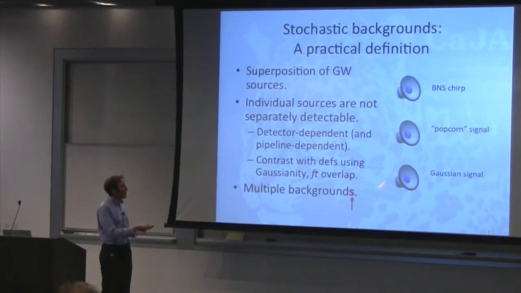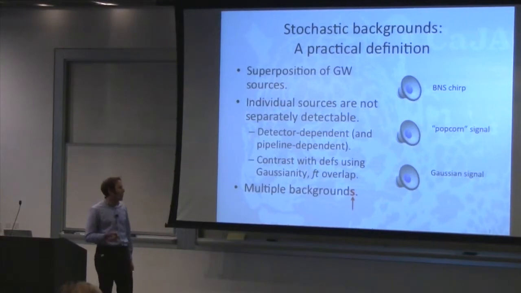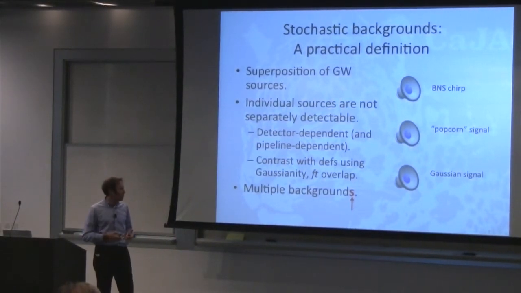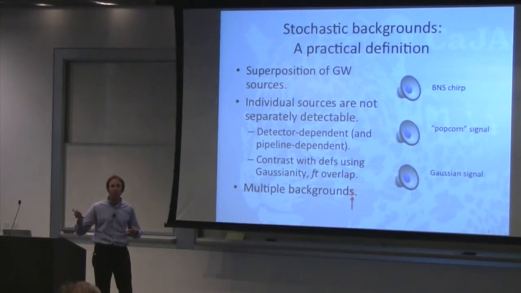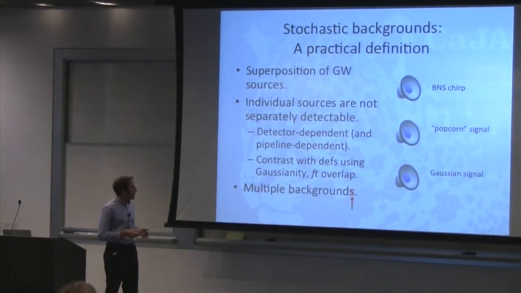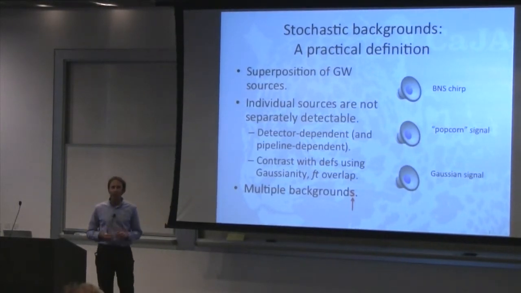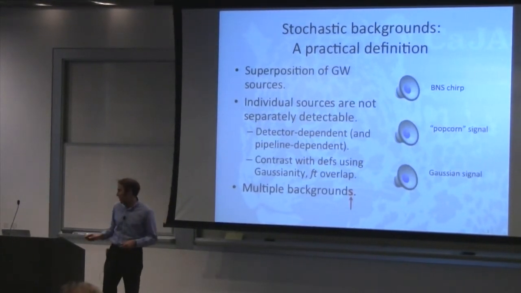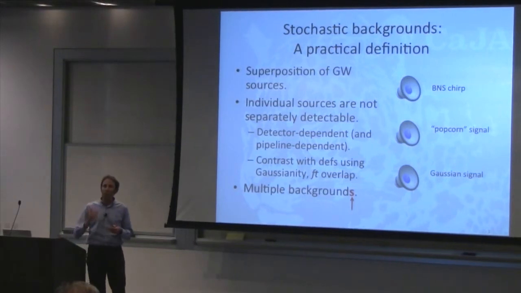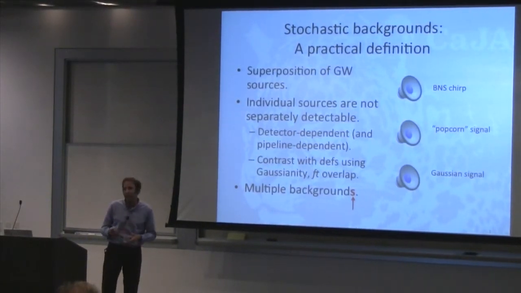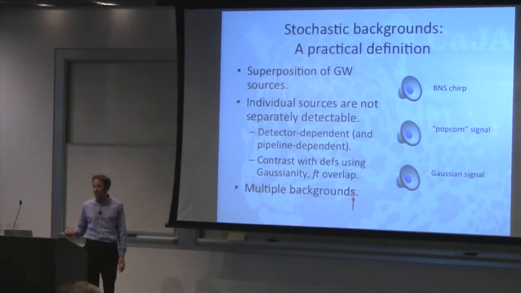And this is in contrast with some definitions in the literature where we use a very formal definition involving Gaussianity or overlap of frequency time space. Furthermore, I'll be talking about not just the stochastic background, but multiple stochastic backgrounds. And that's because I want to be able to talk about the different sources of gravitational wave backgrounds that could have been created in the history of the universe. And we'll refer to these separately.